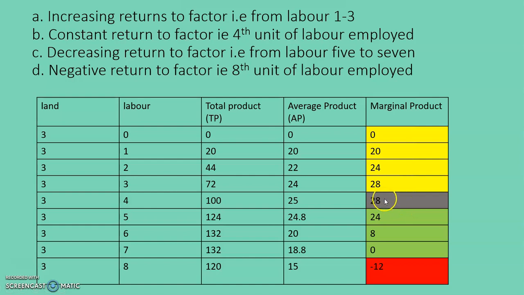Then we have the decreasing return to factor, which begins from the 5th unit of labor employed to the 7th. So it means that you are going to indicate it starting from the 24, and then it will end at 0. Then lastly, we have the negative return to factor, which takes place at the 8th unit of labor employed. So as the name suggests, negative return to factor. So when the marginal product attains negative, then it means that we are having a negative return to factor.